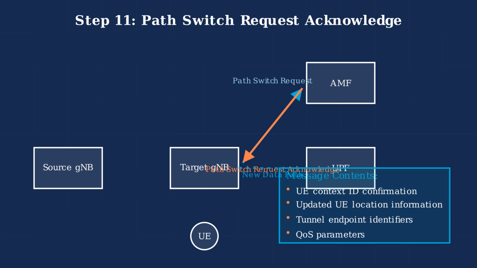With this acknowledgement, the network now officially recognizes the UE's new location at the target GNB, and the data continues to flow from the same UPF. This completes the 11th step in the XN-based handover without UPF reallocation process.